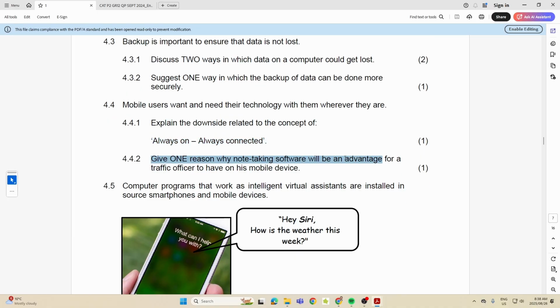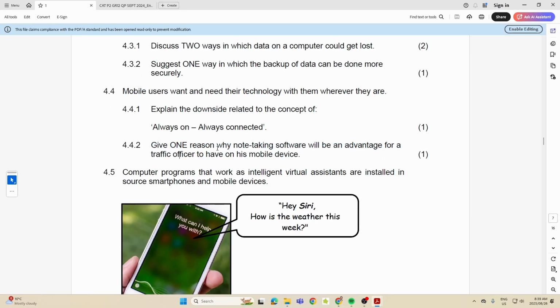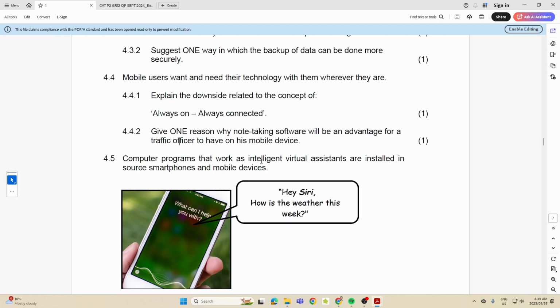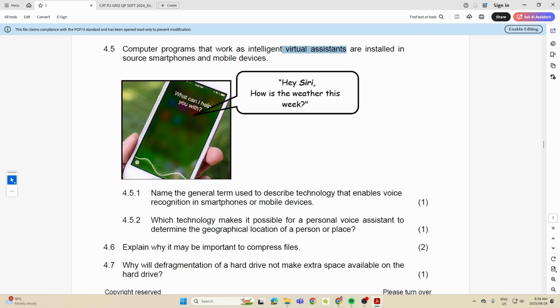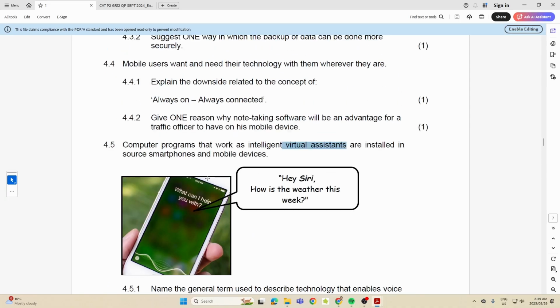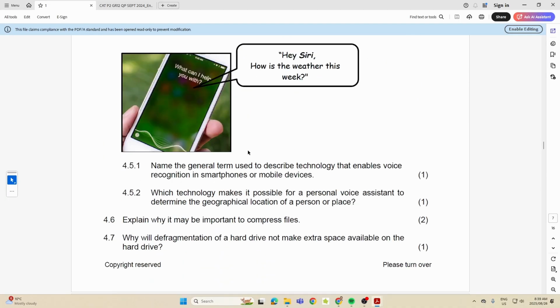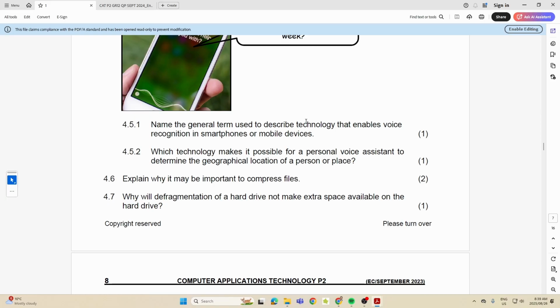Give 1 reason why note-taking software will be an advantage for a traffic officer. Okay, why? Because these notes are recorded. It prevents data loss. If you're doing it that way, you've always got the notes on hand. It's not like I didn't take notes. Then I see they talk a little bit about Siri, your virtual assistant. Okay, then they ask questions based on that. Can you see scenario, questions based on the scenario? So there you can see virtual assistant, voice assistant, things like that.